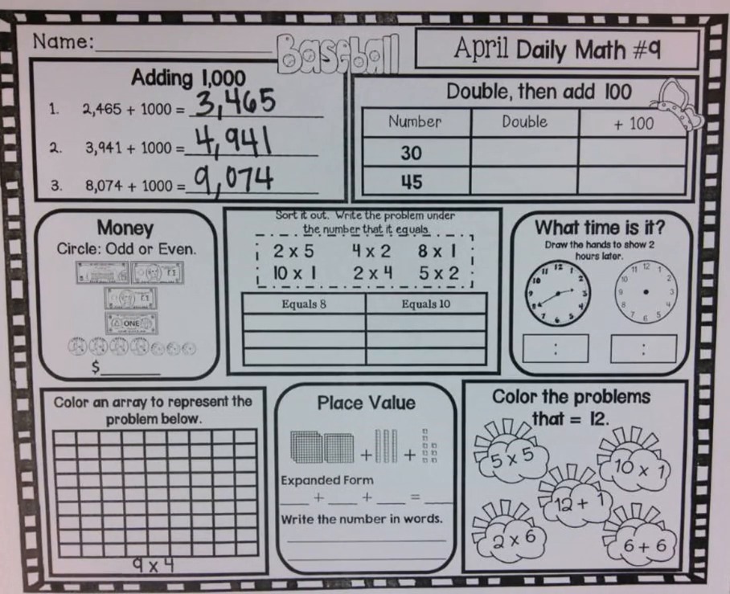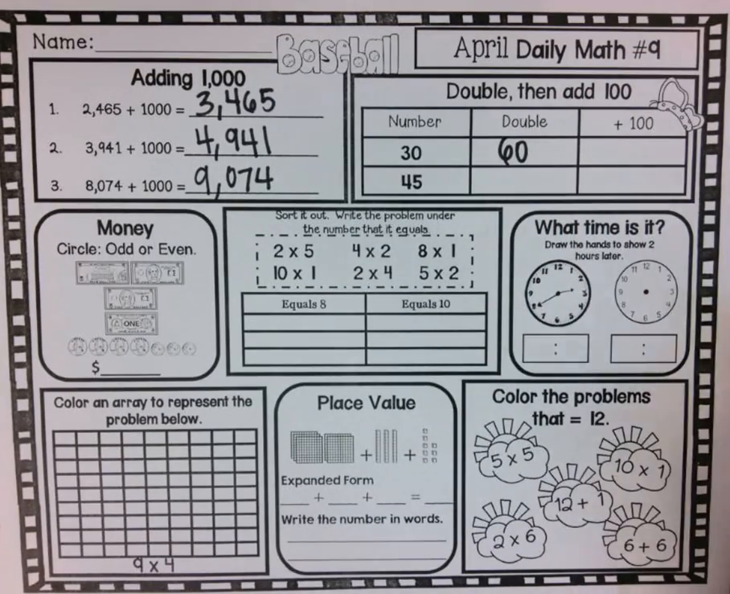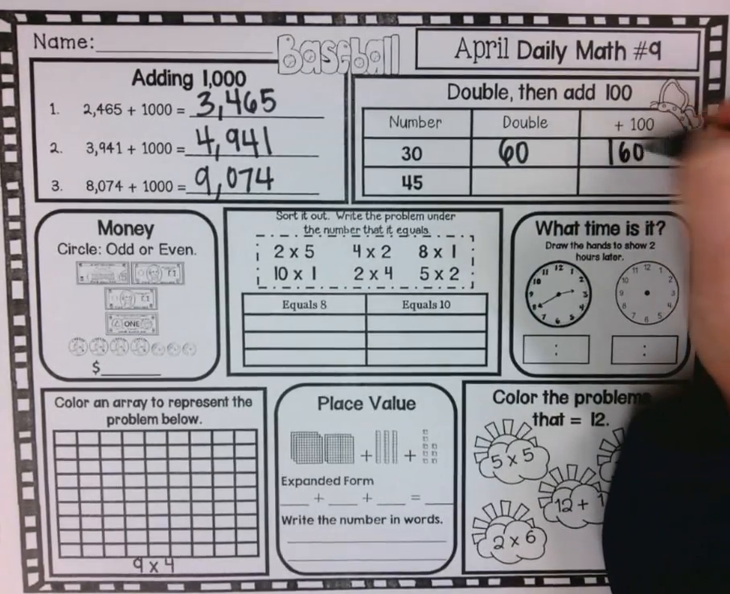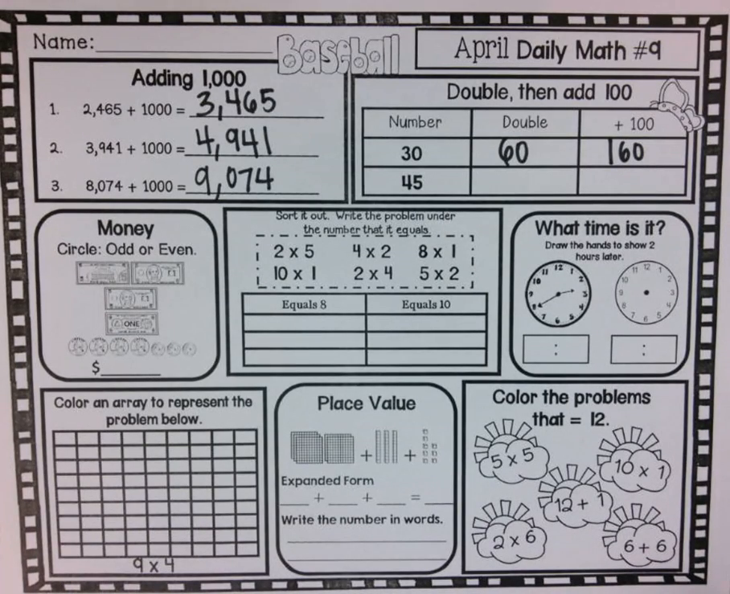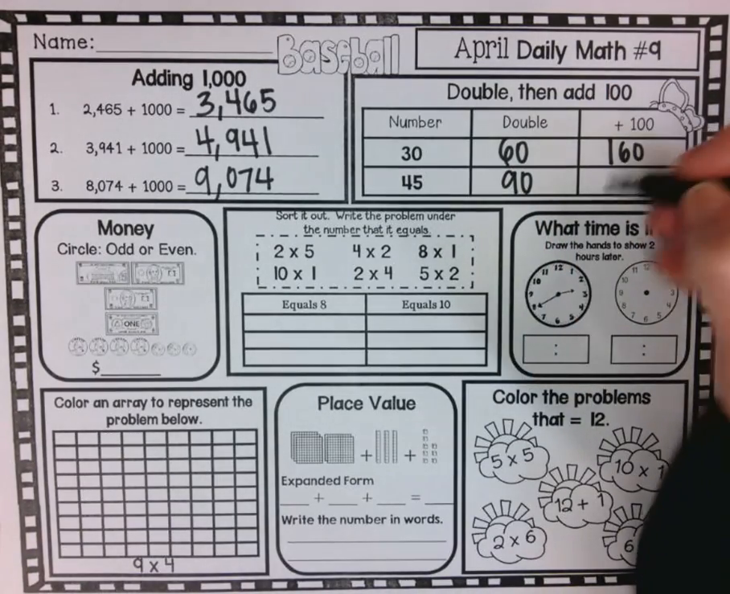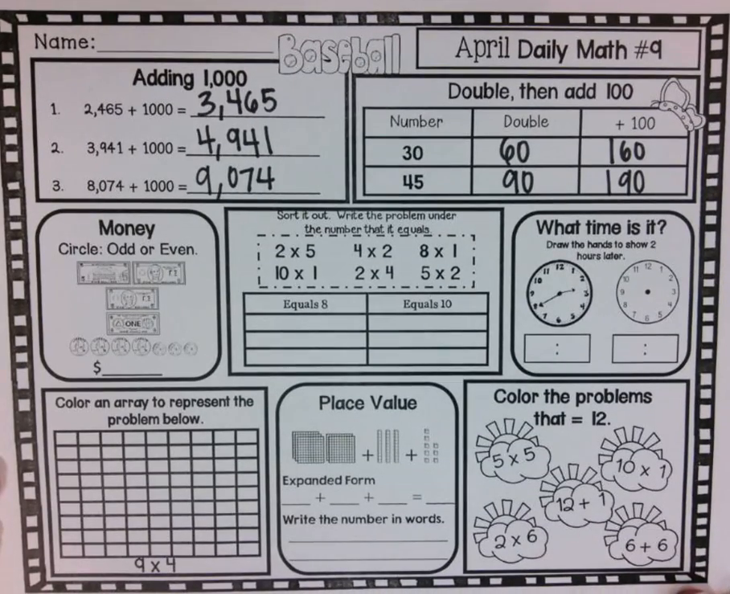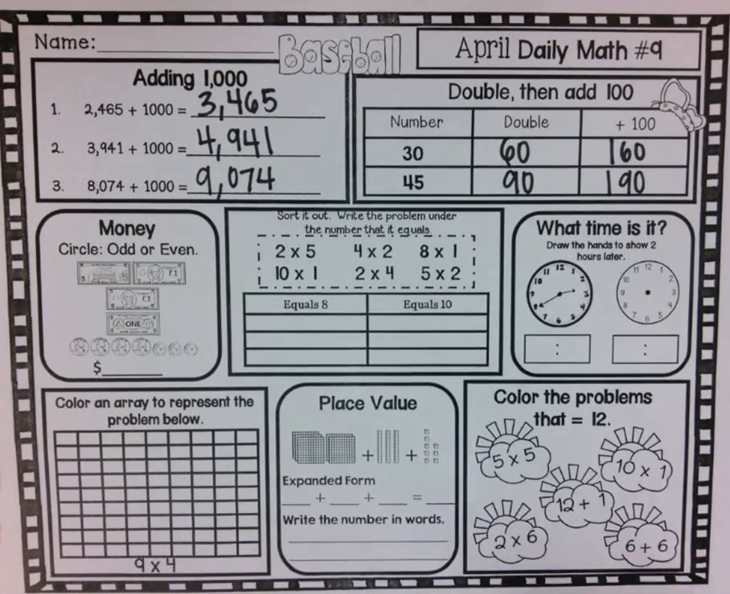All right, we're doubling our number and then we're adding 100. So we have 30, we're going to double it, and then we're going to add 100. So 30 plus 30 is 60, and 60 plus 100 is 160. All right, 45, we have to double it. So 45 and 45 is what? 90, and then we add 100, and it's 190. Great, I hope you guys figured that one out.